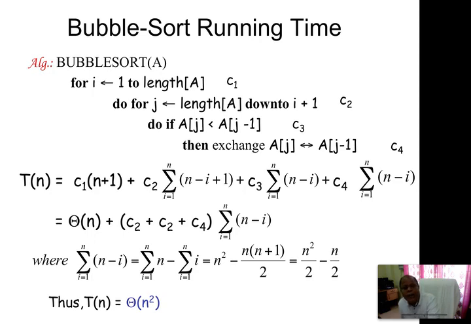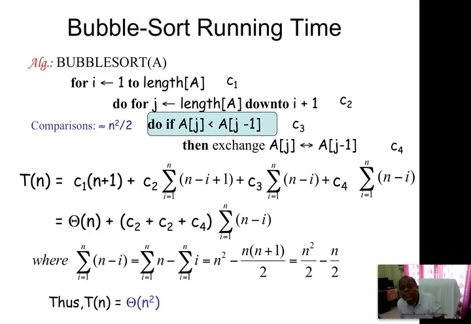And how many comparisons will be done? It will be n square by 2, because the number of comparisons is the same as C3 into the summation of n minus I. That means n square by 2 minus n by 2 times. That's why the comparison is approximately n square by 2. Actually the number of comparisons is n square by 2 minus n by 2.